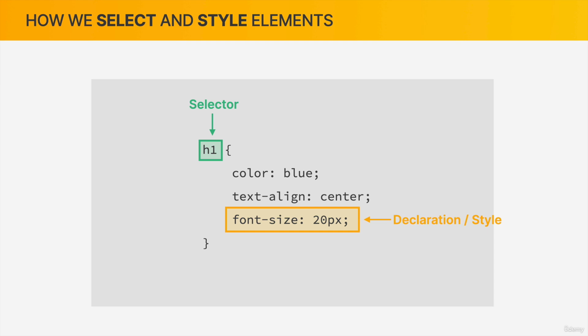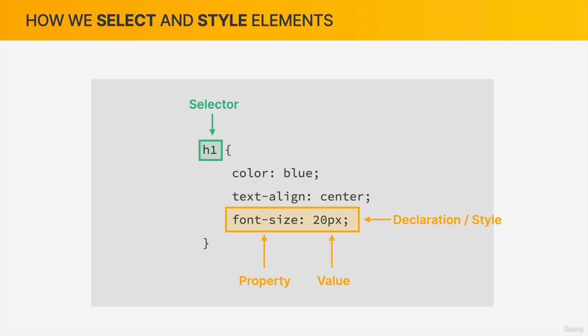So for example, here we set the font size to 20 pixels. That font size is called the property, and the 20 pixels is the value that we declare for that font size property. And so property and value together is a declaration. We can also more casually call that a style.